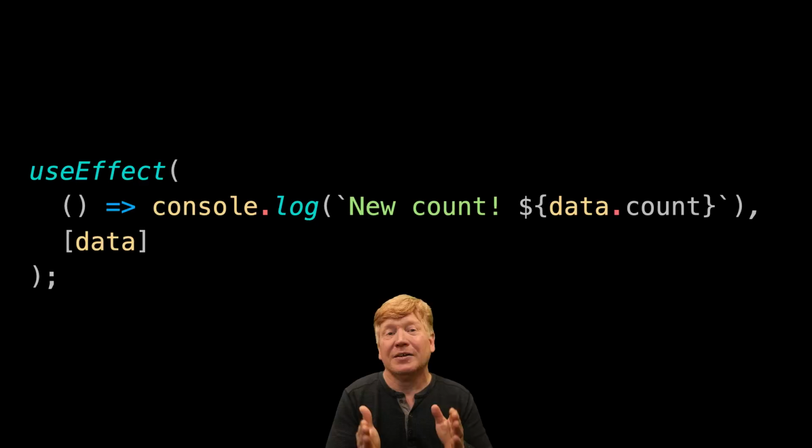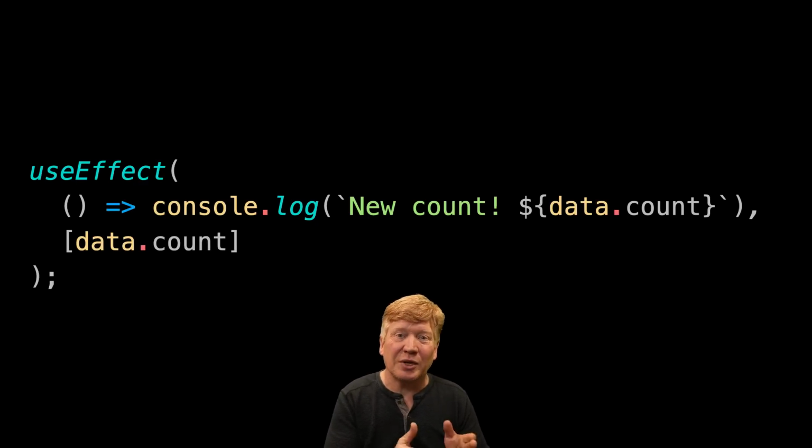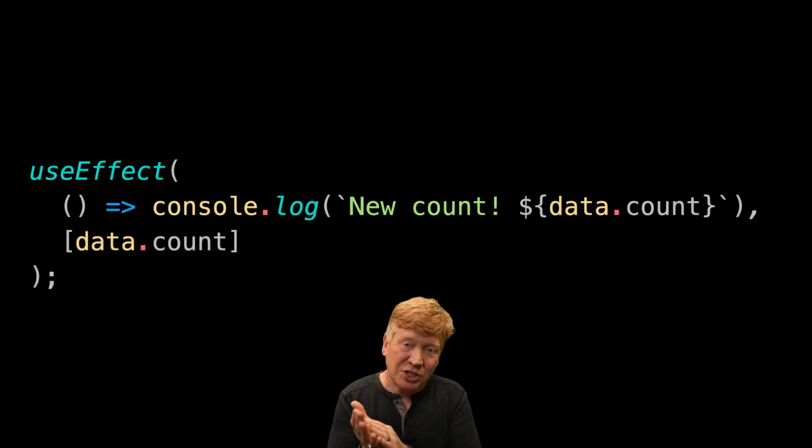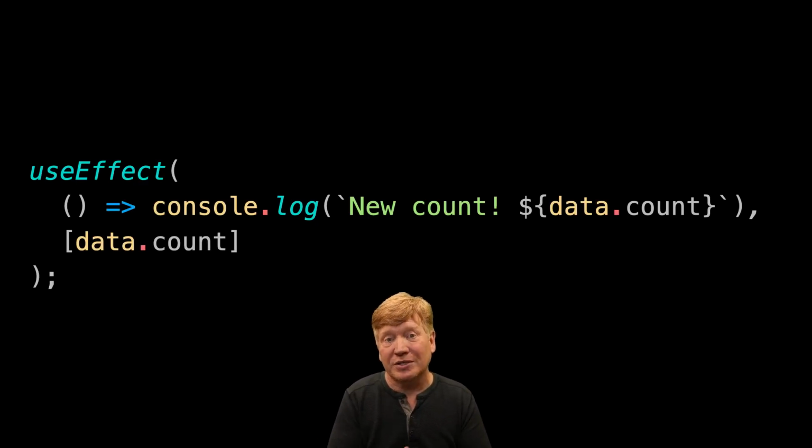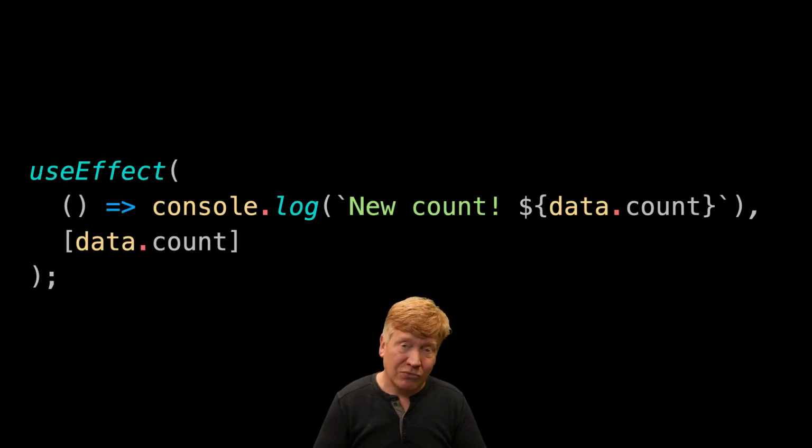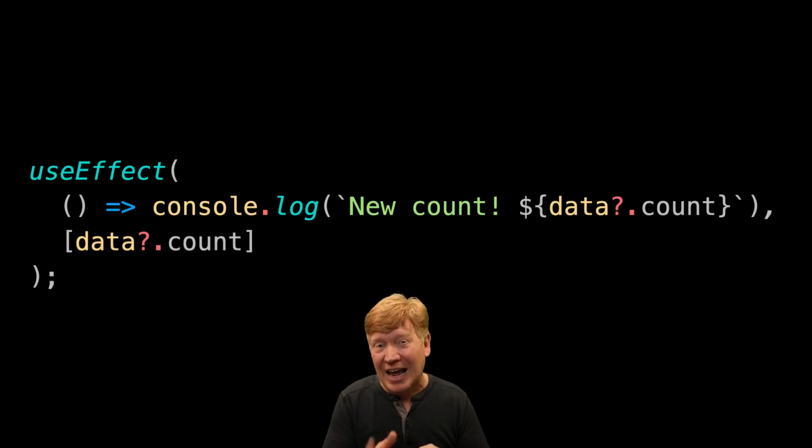Do the right thing. Use the references as indicators to React that the contents of the array or object have changed by creating new references. That's the right thing to do. Actually, the rightest thing to do in this case is depend on the count inside of the data, because that's actually all we care about. And if the data is an object, maybe undefined or something, you can even use optional chaining to make it safer.